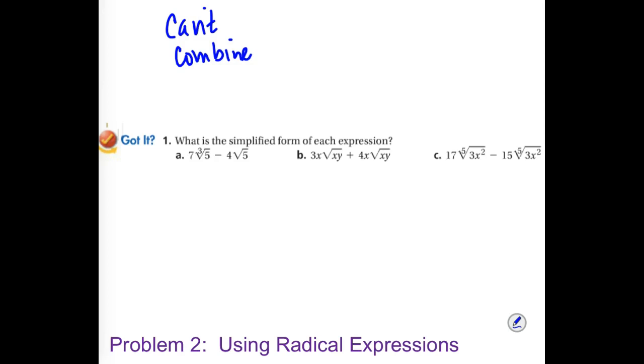All right. Can we combine the first one? No? Different types of roots. Cube root 5 and a square root of 5. Okay. Okay, I shouldn't try to write so fast.